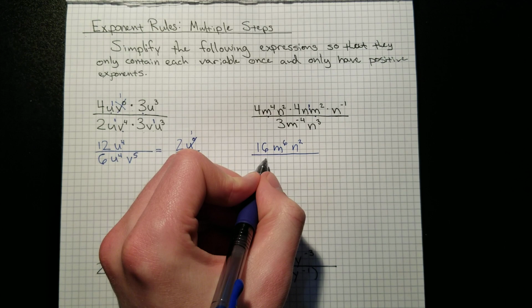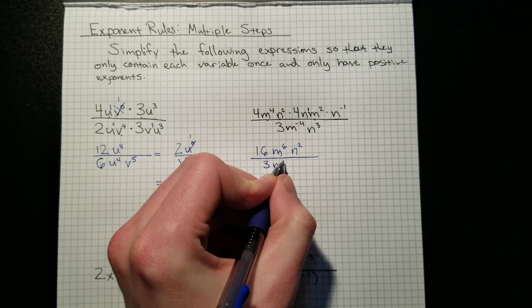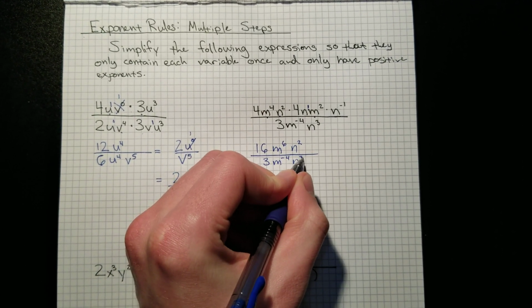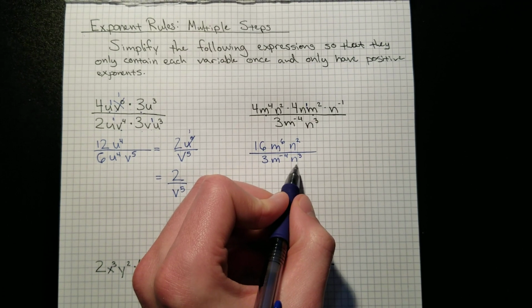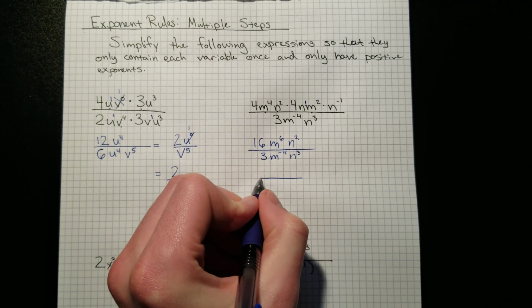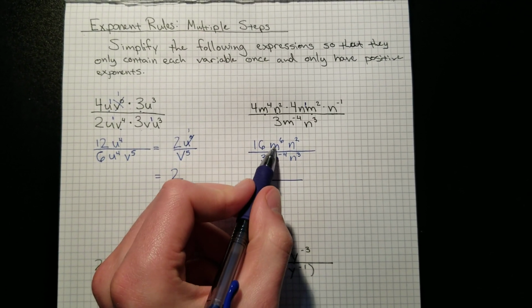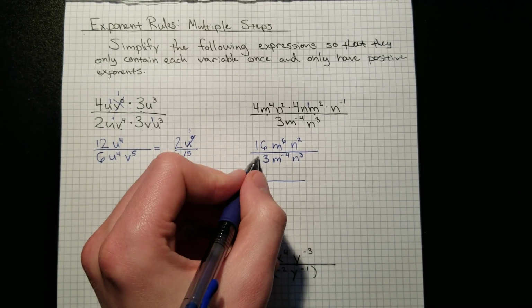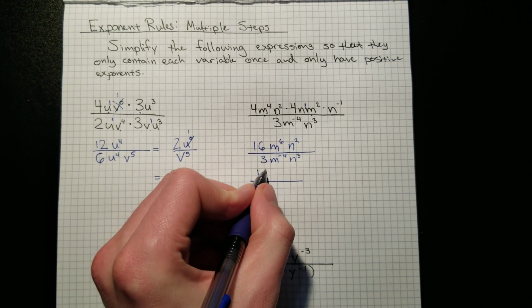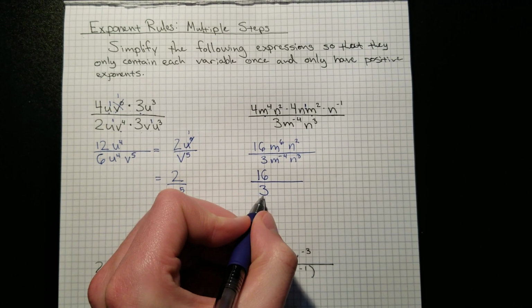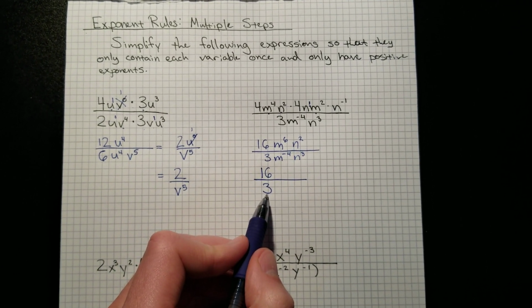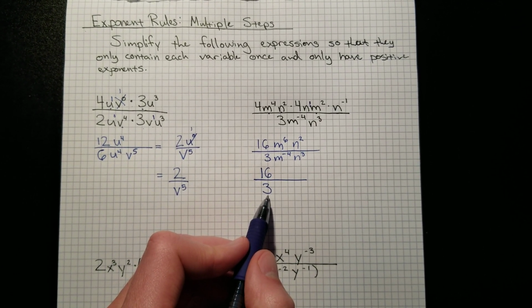Well, there's nothing really to combine, so that's just 3m negative 4 n to the positive 3. Now we're going to use the subtraction rule, or the division rule, which means we are going to subtract. 16 divided by 3, we cannot actually simplify that. That fraction does not reduce, so we're going to leave it like that.